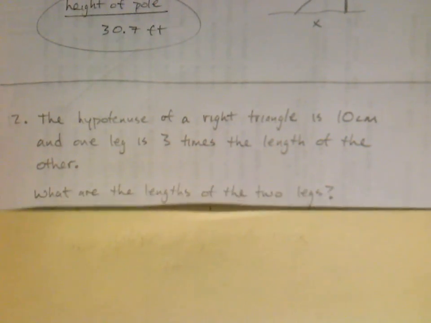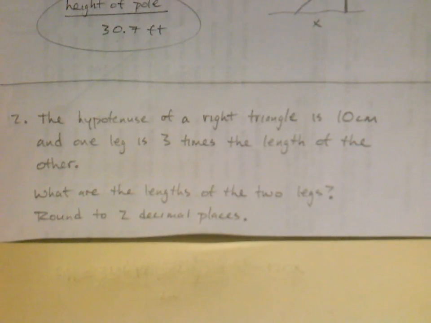So I want to leave you guys with one to try out here. Let me read it for you. The hypotenuse of a right triangle is 10 centimeters, and one leg is 3 times the length of the other. What are the lengths of the two legs, rounded to 2 decimal places? Okay, give it a try. I'll see you in the next video.